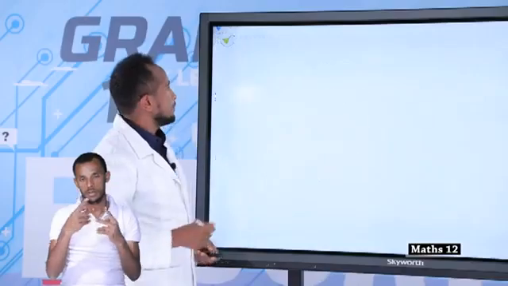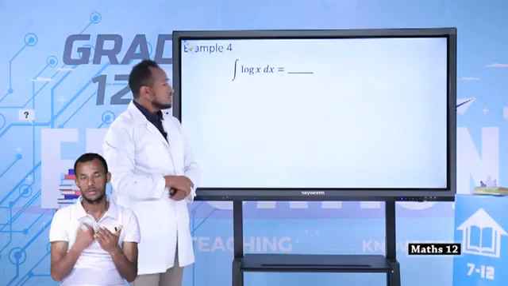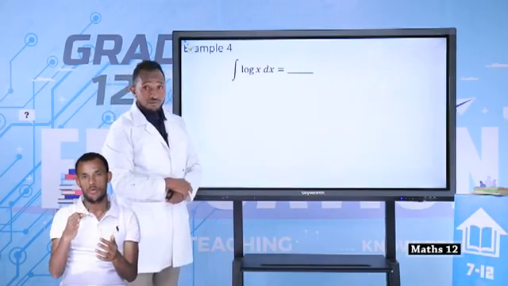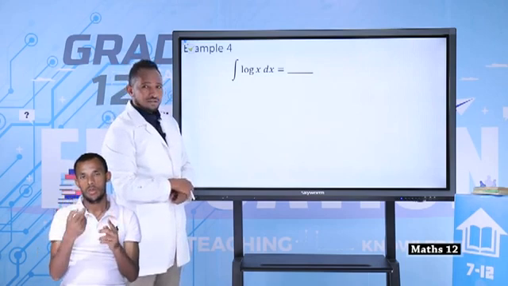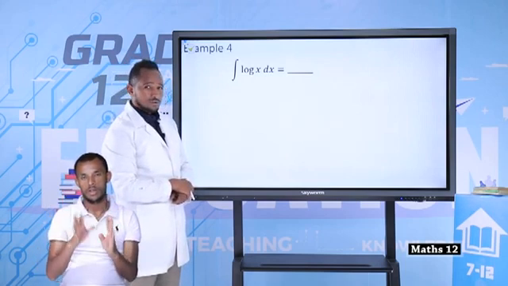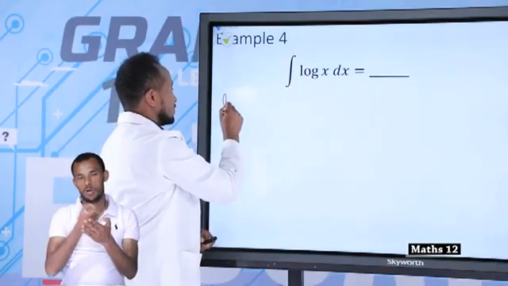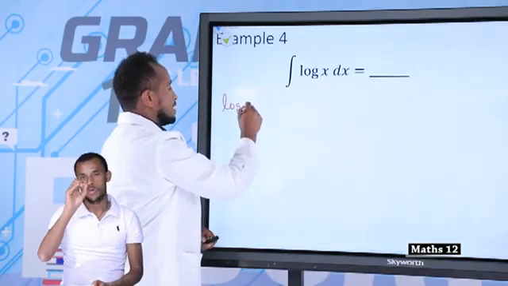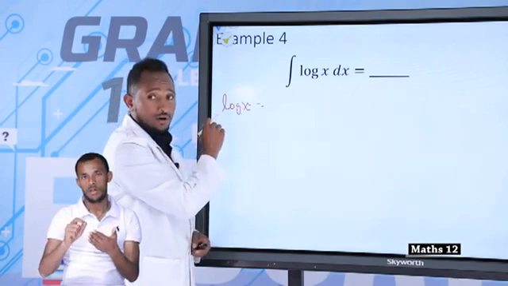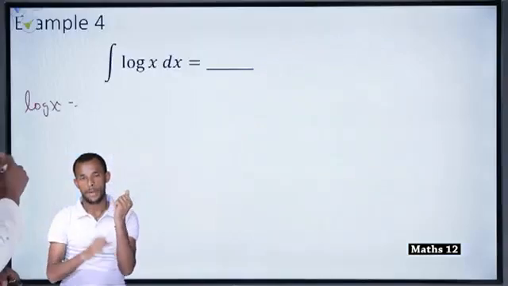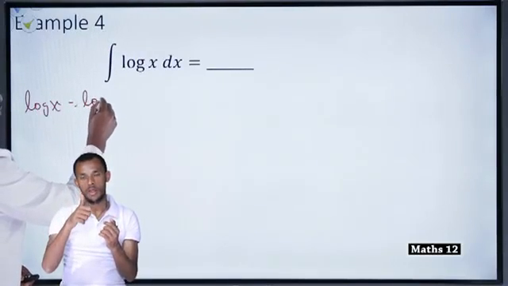Now let's add more examples. Let's see this one, the integration of the logarithm of x dx. To integrate this, let's use the logarithm rule. The logarithm of x, a common logarithm, the base is 10, can be written in this form.